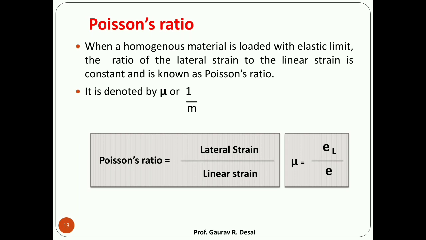Don't get confused with the numerator and denominator, as both the words are similar. It is always change in lateral dimensions upon original dimensions, means lateral strain upon linear strain. Denoted by formula mu is equal to e_L upon e. Lateral strain is denoted by e_L and regular linear strain is denoted by e.